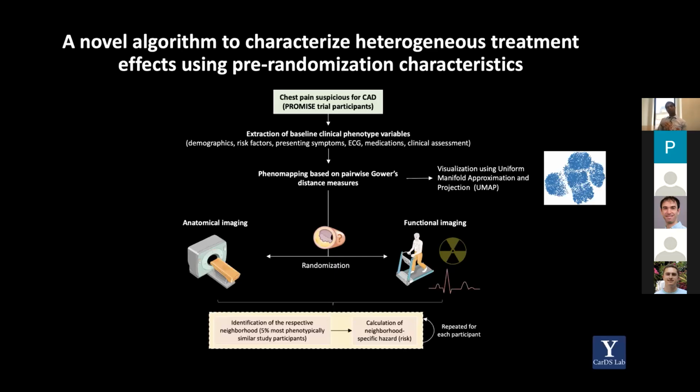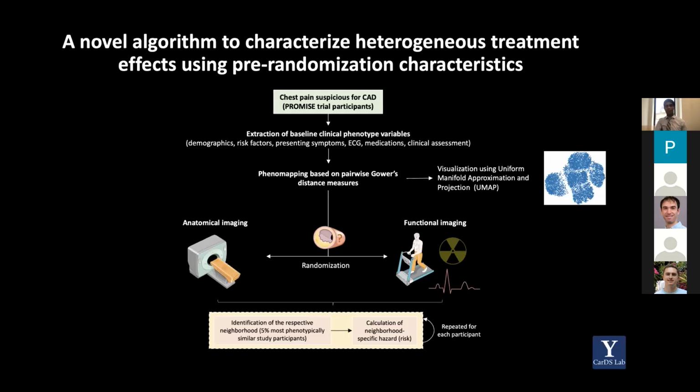And for each person, as for the primary analysis, we chose their 5-person immediate neighborhood. By that, I mean every individual was compared to 5% of the trial population that resembled them closely. For a 10,000 person trial, that's around 500 individuals around each person. And in this patient-centered phenotypic neighborhood, we constructed Cox proportional hazard models to assess the individualized hazard ratio for the primary outcome of the PROMISE trial. And this was repeated for each participant in the PROMISE trial.